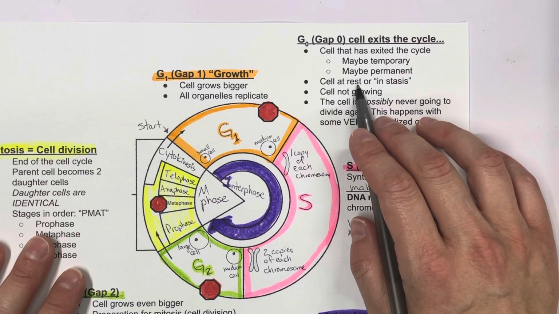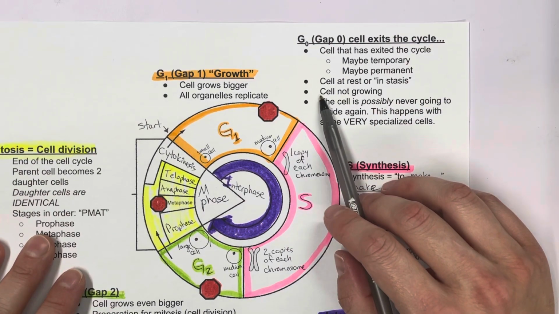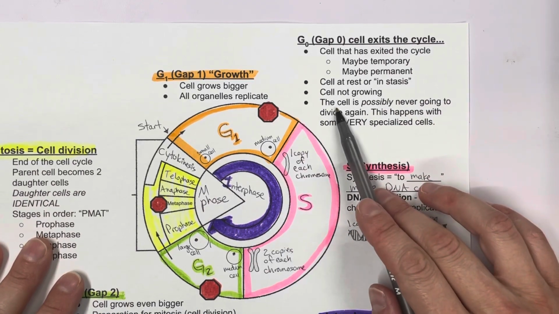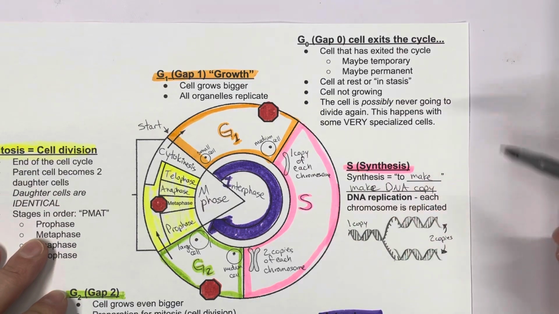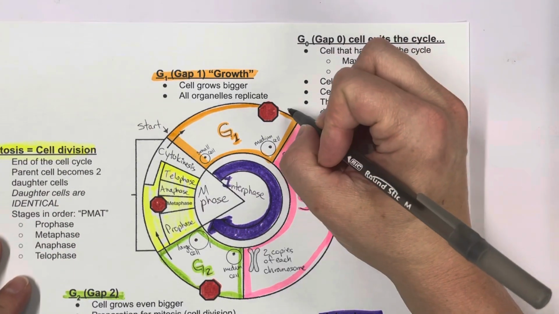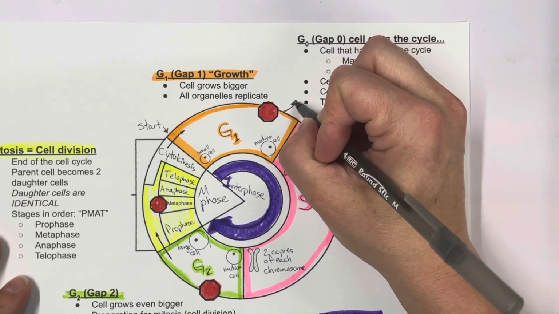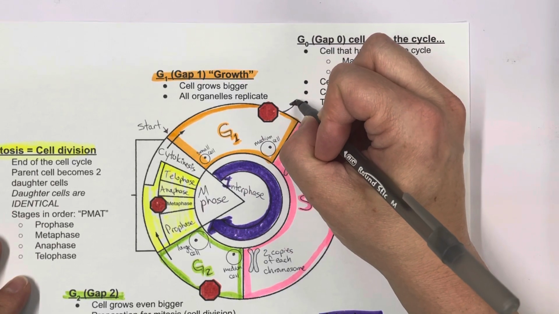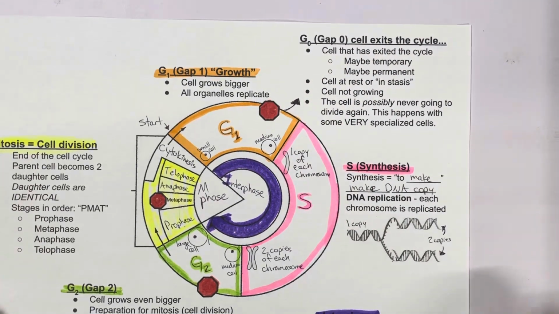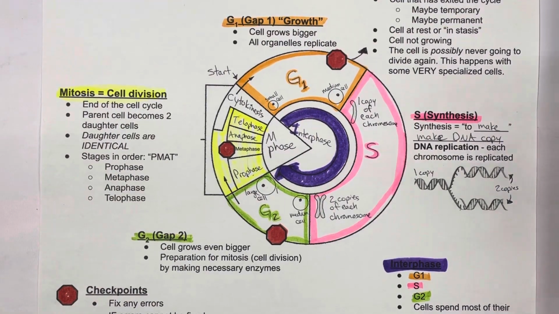The cell that is at rest, or in stasis, there's a fancy word for being at rest, is not growing. The cell is possibly never going to divide again. Like I said, this happens with some very specialized cells. That gap 0 exit happens during G1. So if a cell is going to go to the G0 phase, it will exit during the G1 phase. And there you go. Those are your notes on the first page of cell cycle.